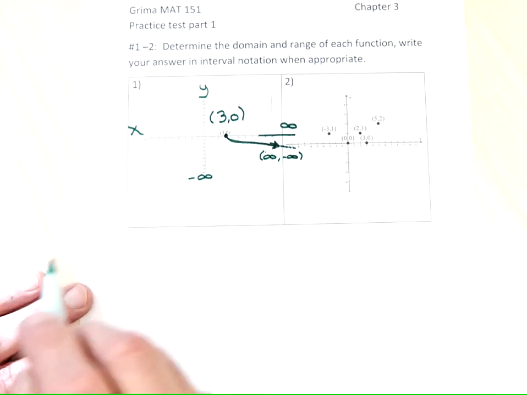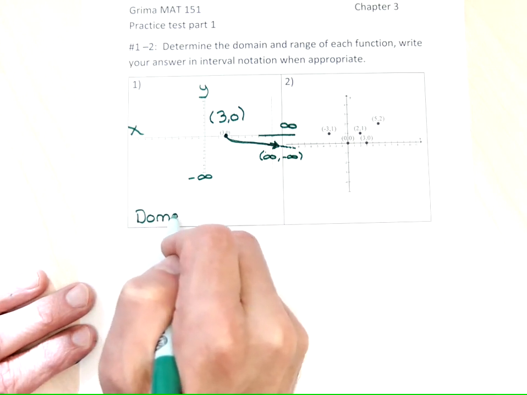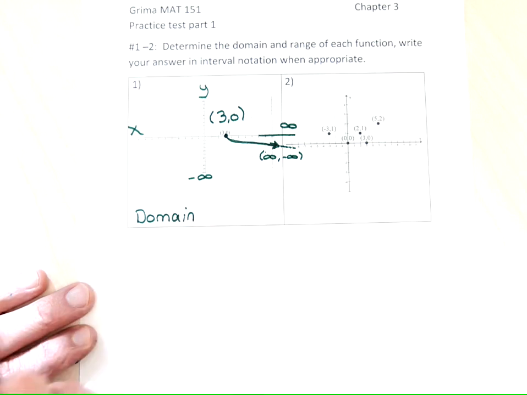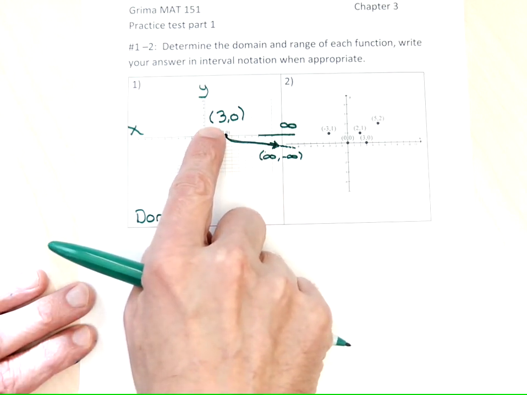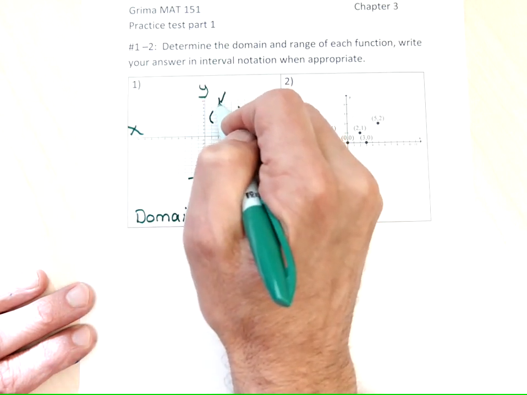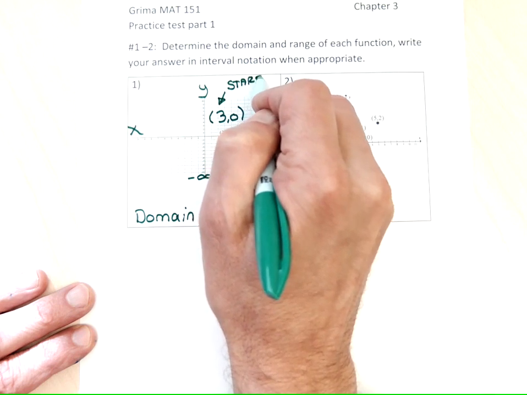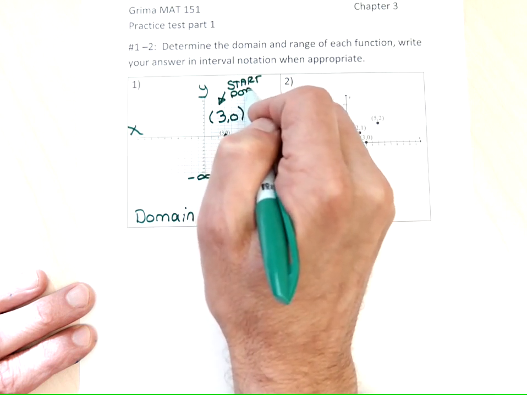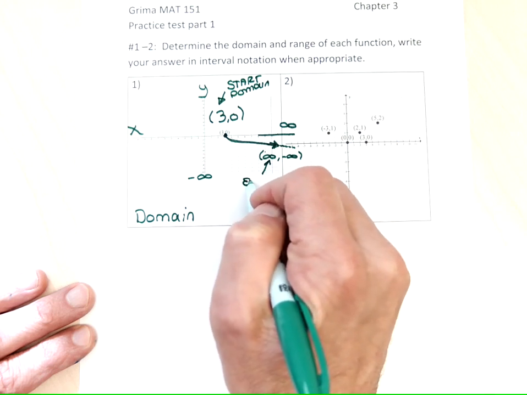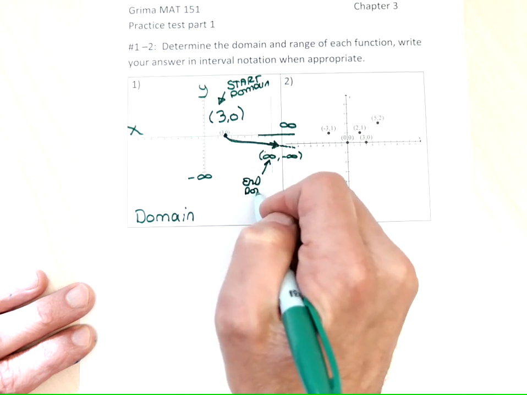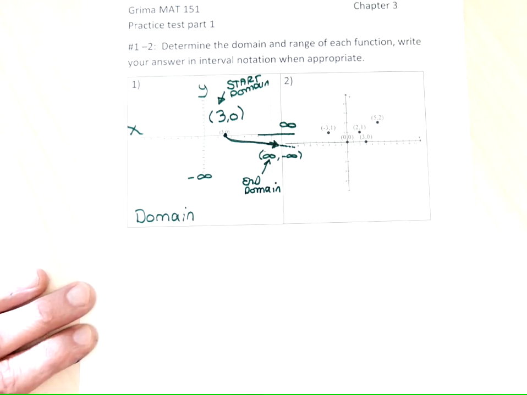In terms of the domain, it goes from the x-coordinate at the left edge of the graph to the x-coordinate at the far right edge of the graph. The point (3, 0) is going to be where I start my domain. And the point at the end of the graph is going to be the end of my domain. I don't really have to write a point there. I'm not sure that I did that in the videos, but just to emphasize that.